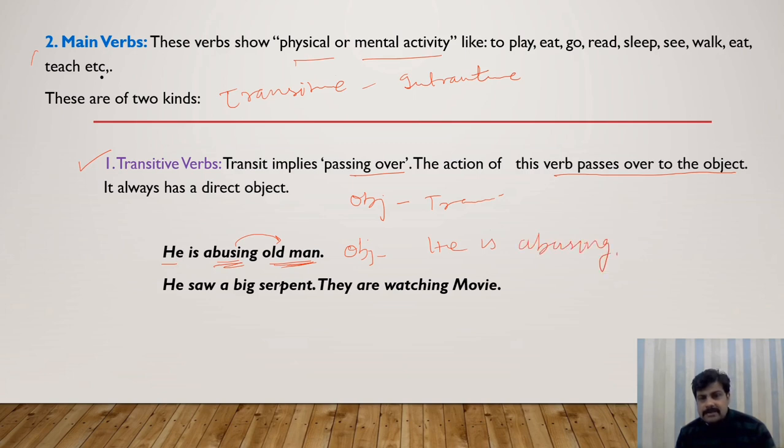And the sentence is complete. Okay, so this sentence, this verb abusing is intransitive because it has no object.